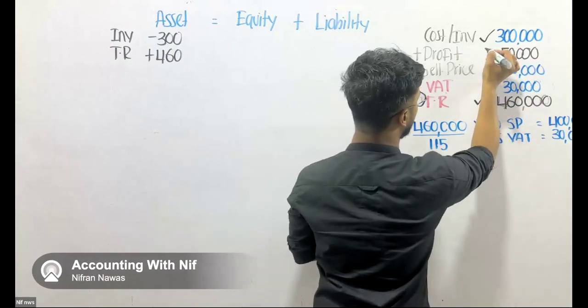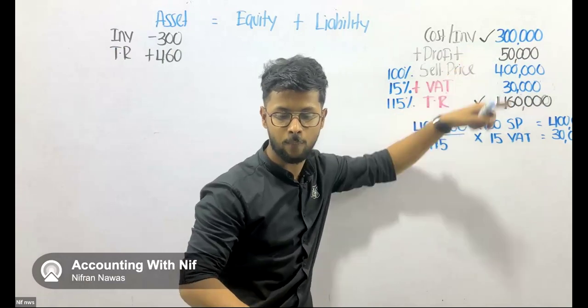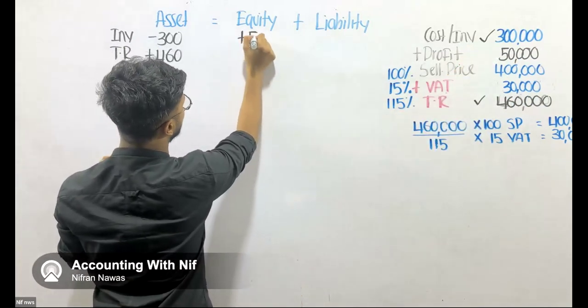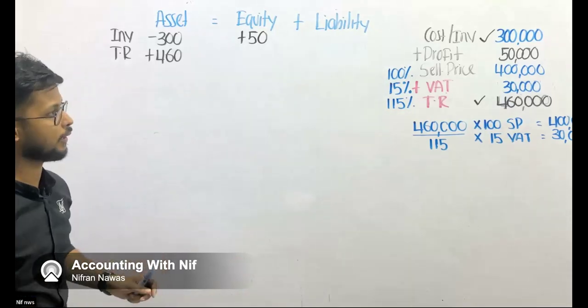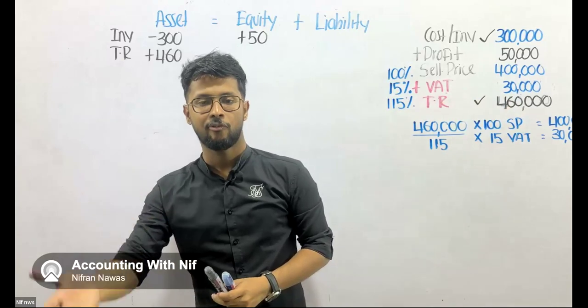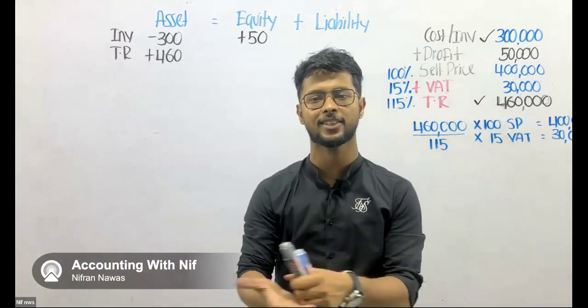So we are left with the profit and VAT. Okay. Profit 50,000. What does it do? It increases my equity. And what about this 30,000 VAT? Let me know. VAT charged on sales. Is that an asset or liability?